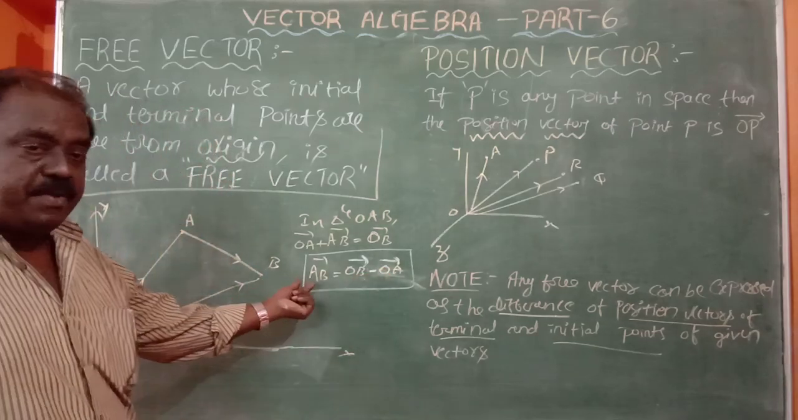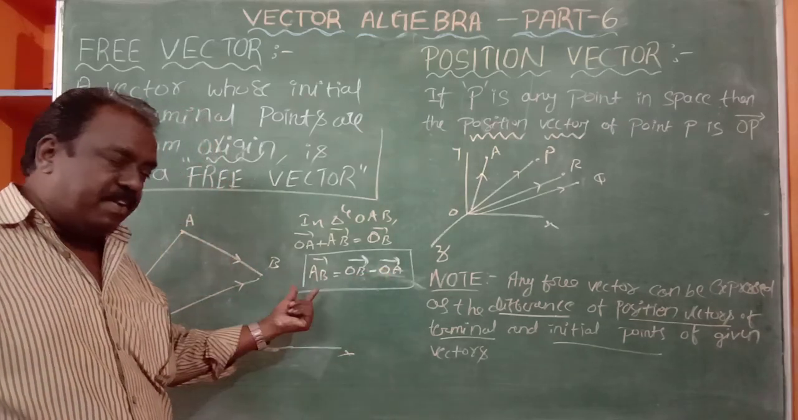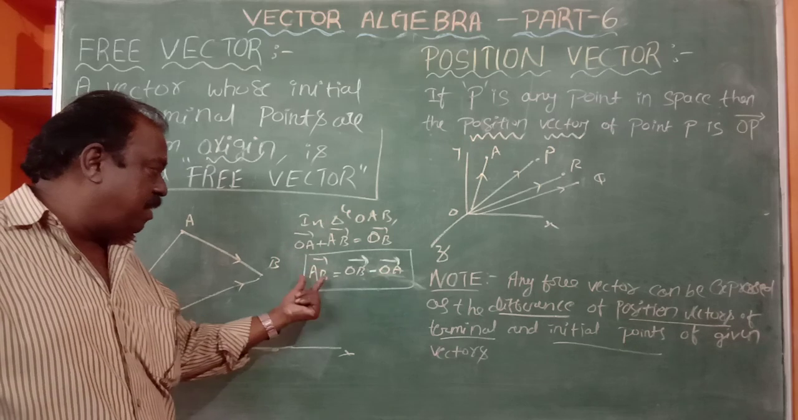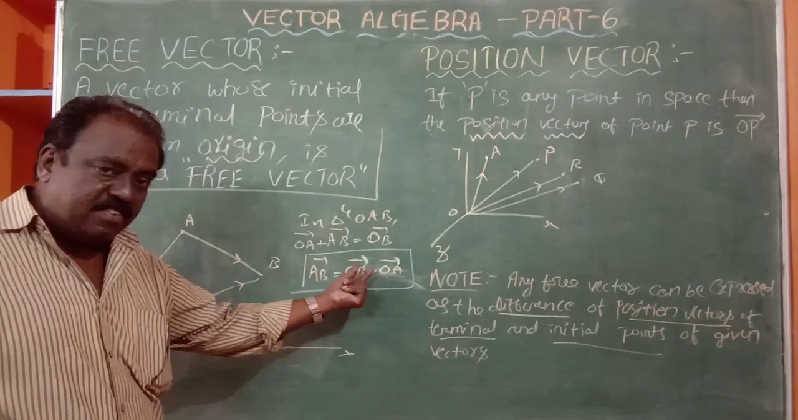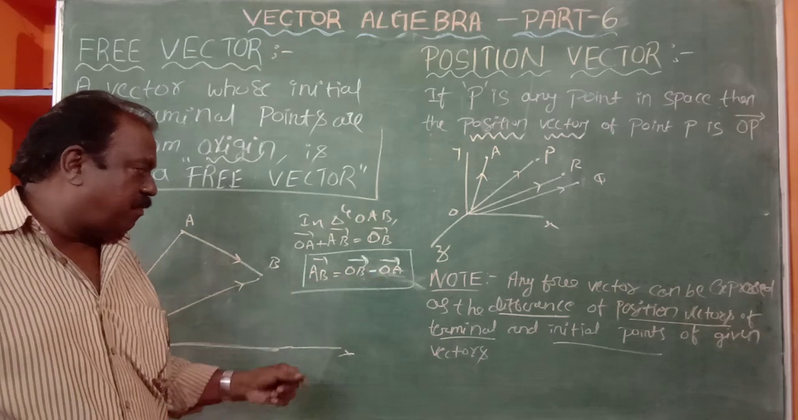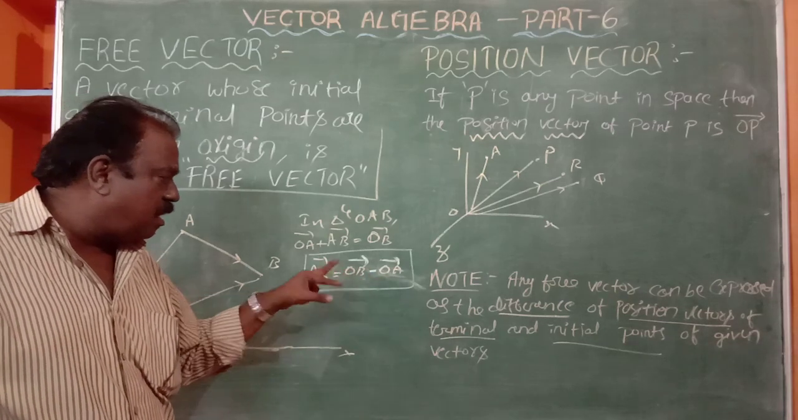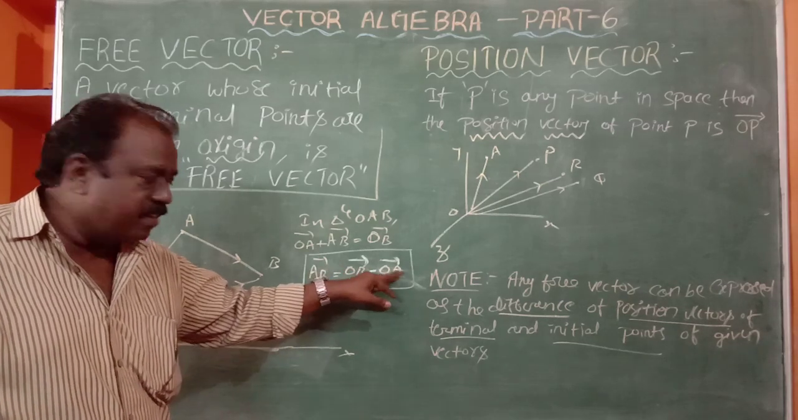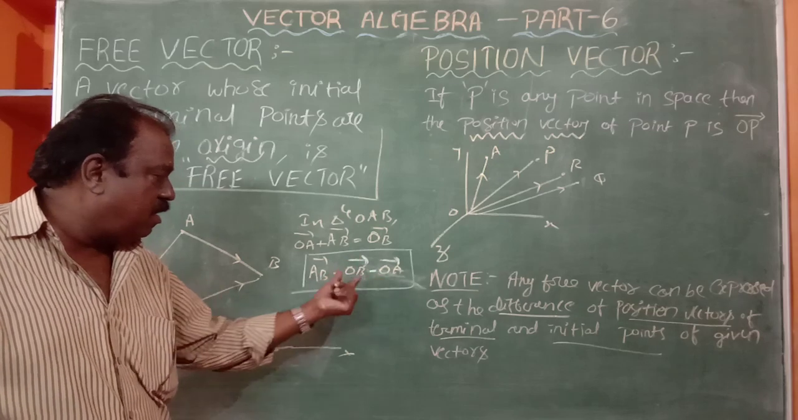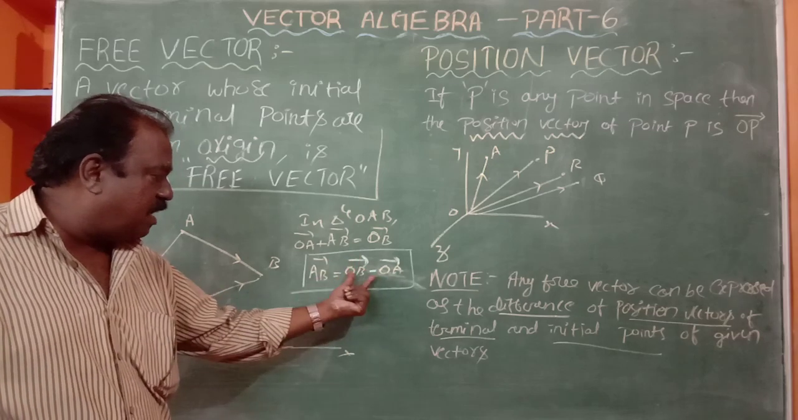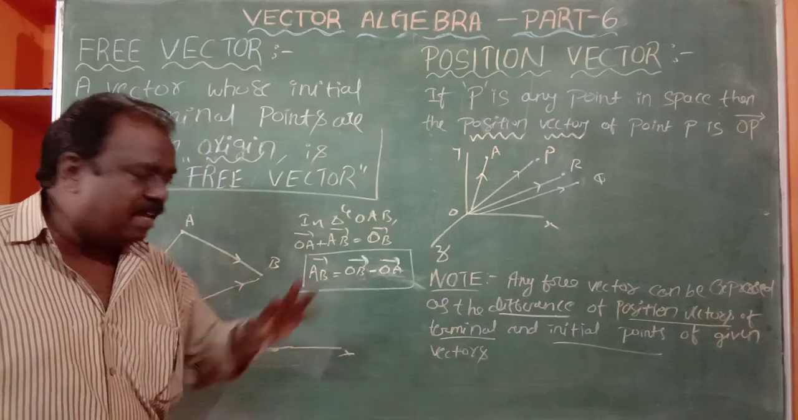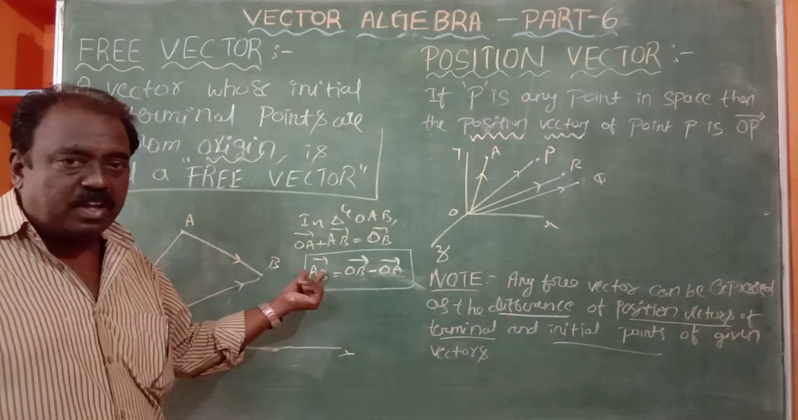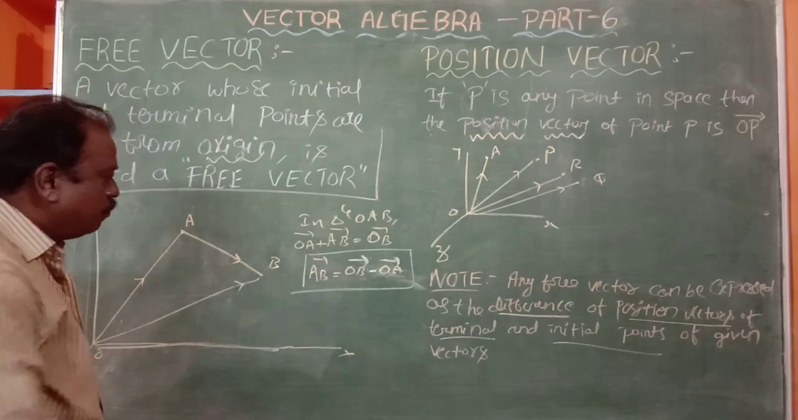That means AB bar is a free vector. A free vector AB bar can be expressed as the difference of the position vectors of point B and point A, OB bar minus OA bar. It is the difference of the position vectors of the terminal point first, and then the initial point of that particular AB bar.